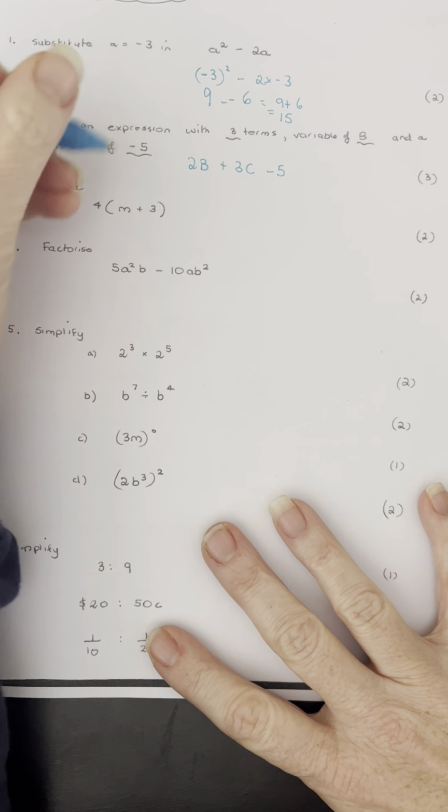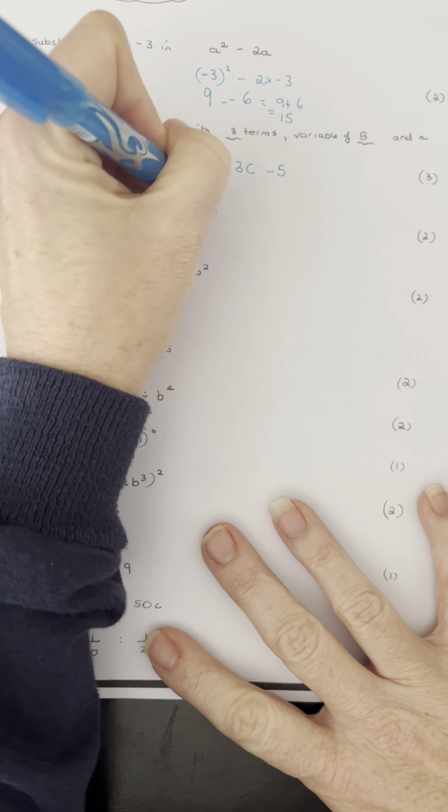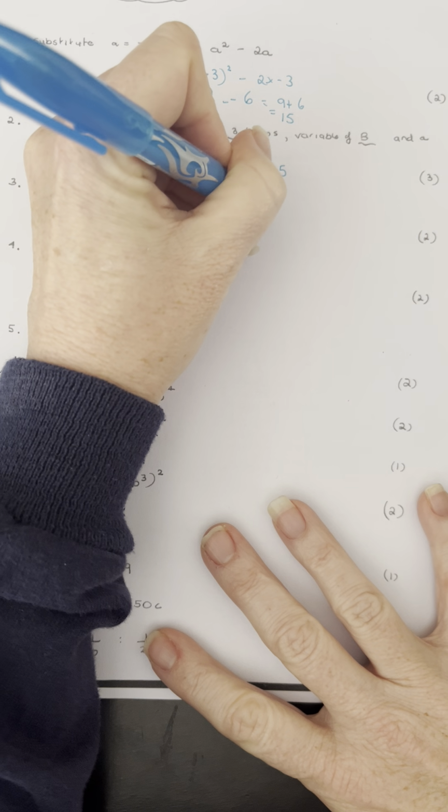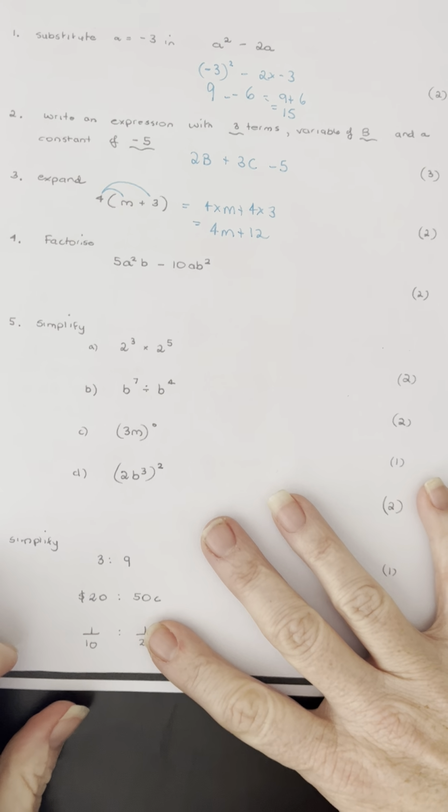Then we've got expanding. So I'm going to do my 4 times m and my 4 times 3. So I'll get 4m plus 12 as my answer.